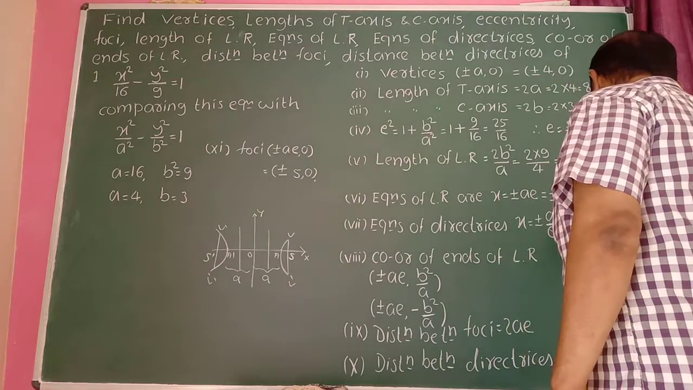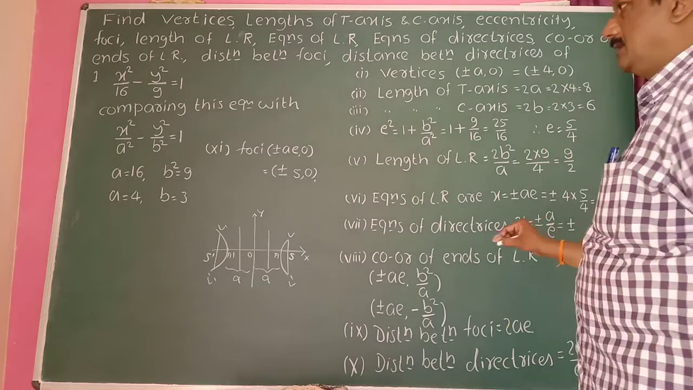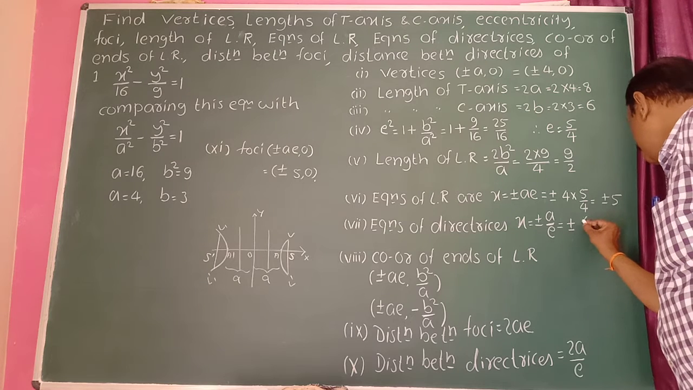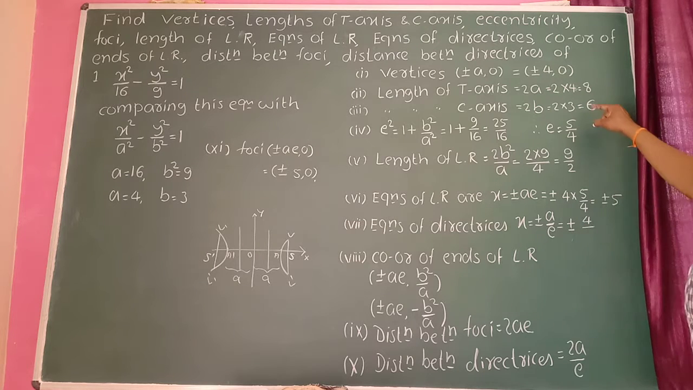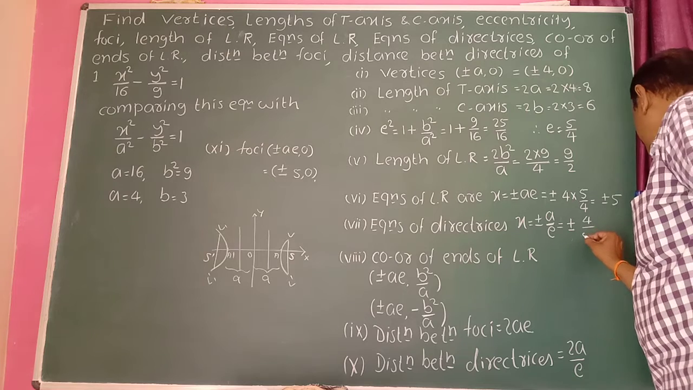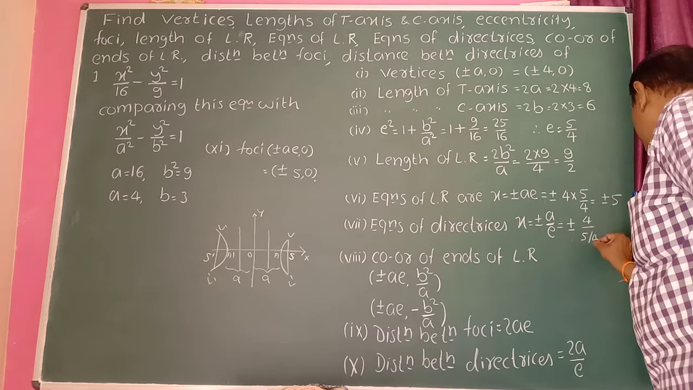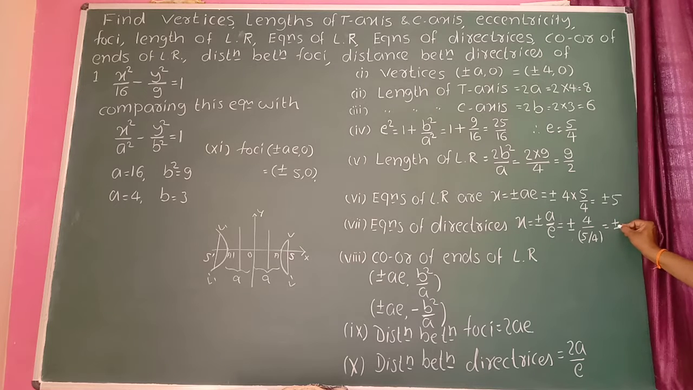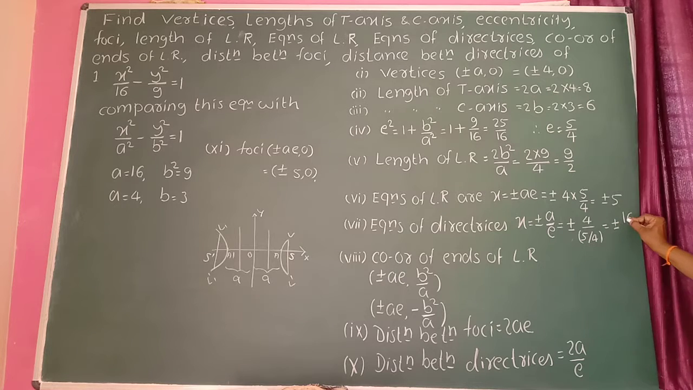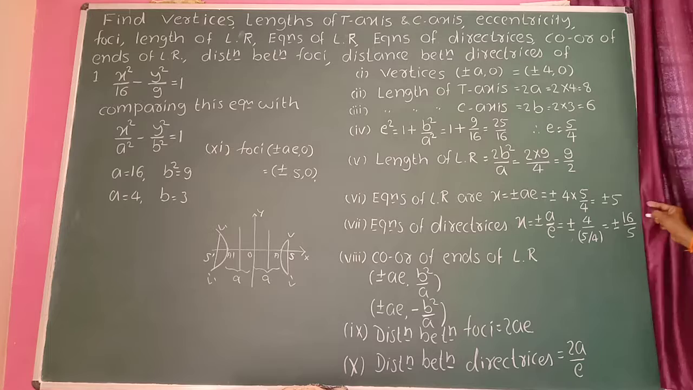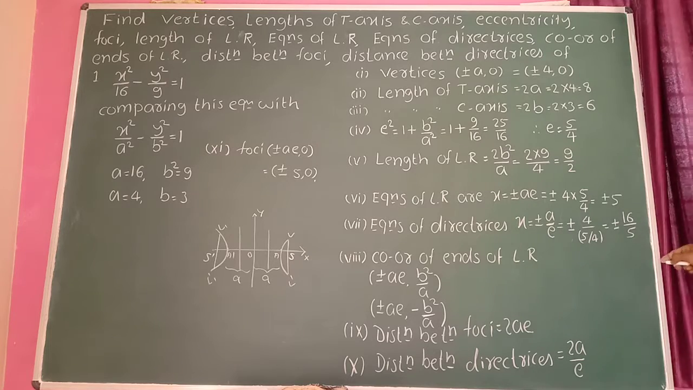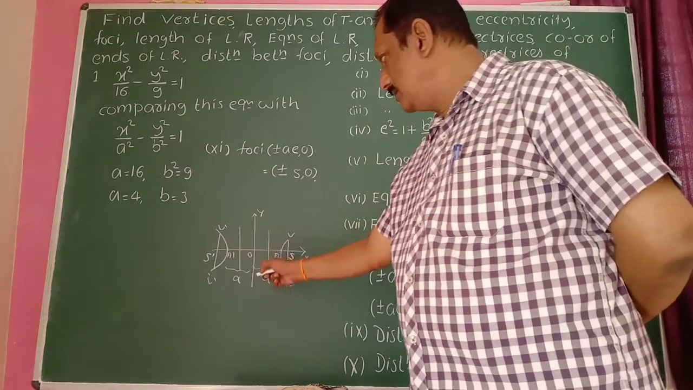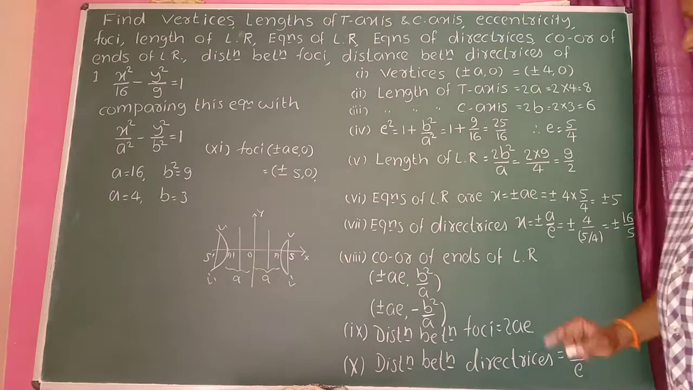So plus or minus a by e. The a value is 4 and the e value is 5 by 4. So 5 divided by 4. Take 4 to the numerator, so plus or minus 16 divided by 5. So x equal to plus or minus 16 by 5 are the equations of these directrices.